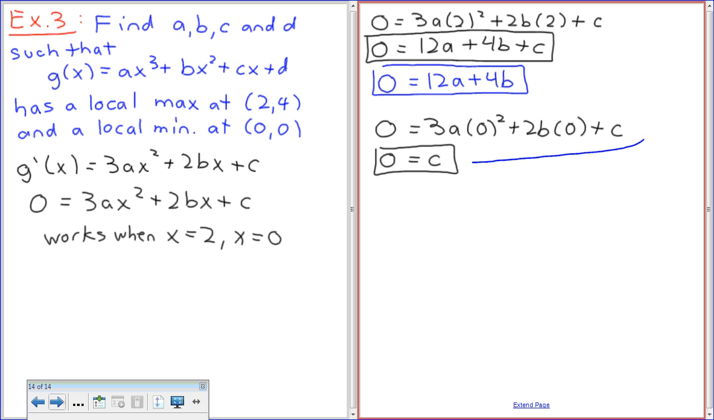Okay? Does that make sense? Now, I see what you're saying. You're saying, Mr. Sadler, great, we got c equals 0. My life as a math student is complete. Okay, not quite. What do we still need to find? A and B. And also d as well. How can we find d? Anyone have any ideas?